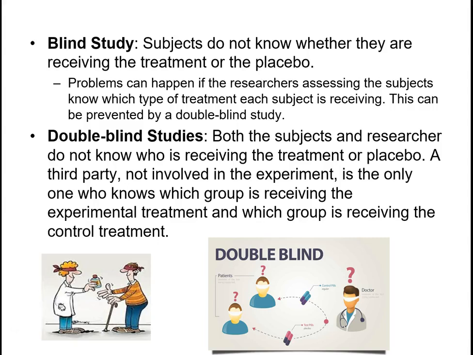But that third party that's doing the data analysis is not involved in any other aspect of the experiment. So they are not giving the treatments, so they are not able to potentially treat the subjects differently or anything like that. Generally speaking, double-blind studies are considered the gold standard, but they're not always possible. Even blind studies are not always possible.